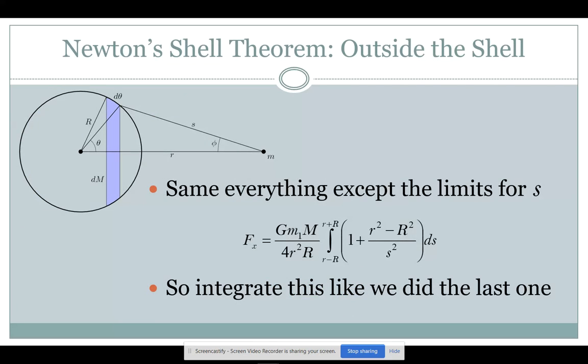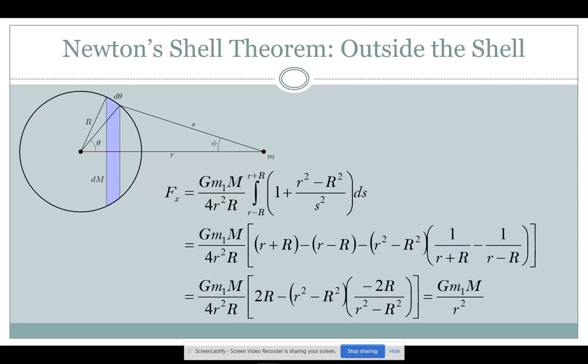Now we go to what's it like if you're outside of that shell. If you're outside the shell, all of the work we did is exactly the same. All that's changed is the limits. The limits now are going to go from, and you can see the minimum distance would be lowercase r minus capital R, lowercase r being the distance from the center to my point mass, capital R being the radius. So that's the minimum distance. The maximum distance is lowercase r plus capital R. So my limits actually look exactly like they did before, except these two have switched position because of which one's bigger now. So I do the integral again.